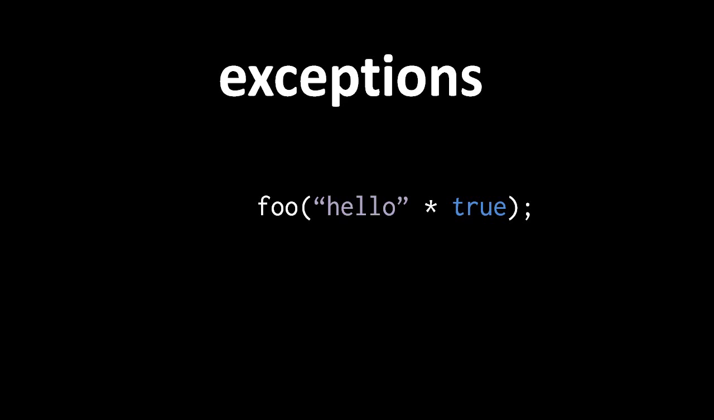Here, for instance, we have code which multiplies a string times a Boolean value, but this doesn't make any sense at all because multiplication doesn't make any sense with strings or Booleans, let alone strings and Booleans together. So when this expression evaluates, JavaScript will throw an exception. And just like with errors in Pigeon, the exception is going to terminate the program.